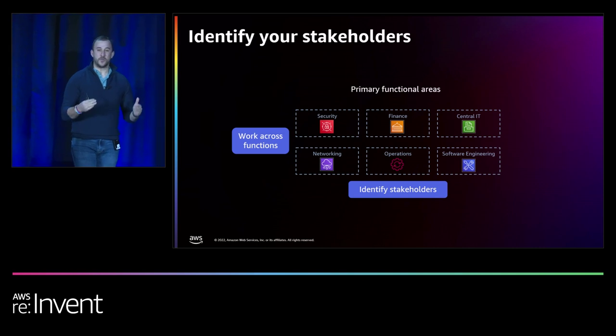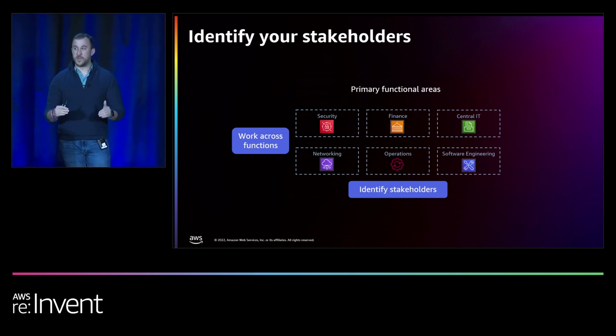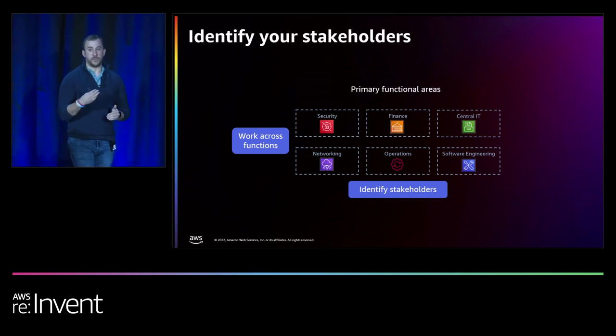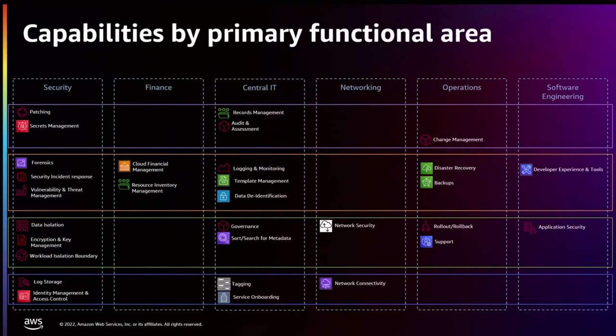So how can we make sure that everybody's in the room to make the right decision at the right time and everybody is involved? So here is a view of all the capabilities classified by that primary functional area. Basically, the security capabilities will be owned by somebody from the security team. The finance capability, somebody from the finance team, central IT, et cetera.